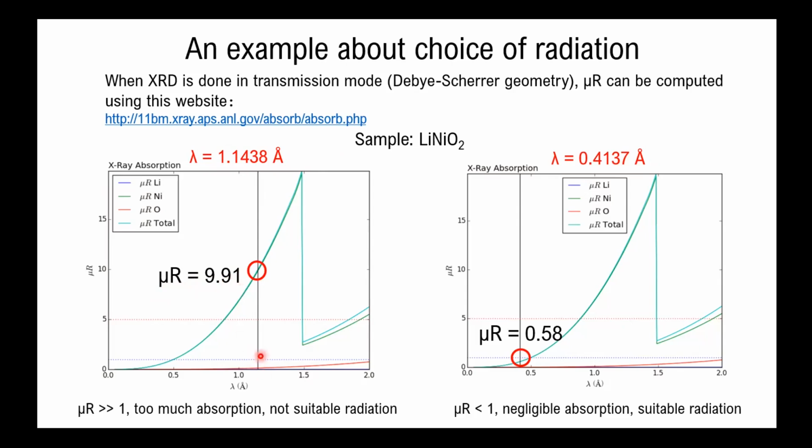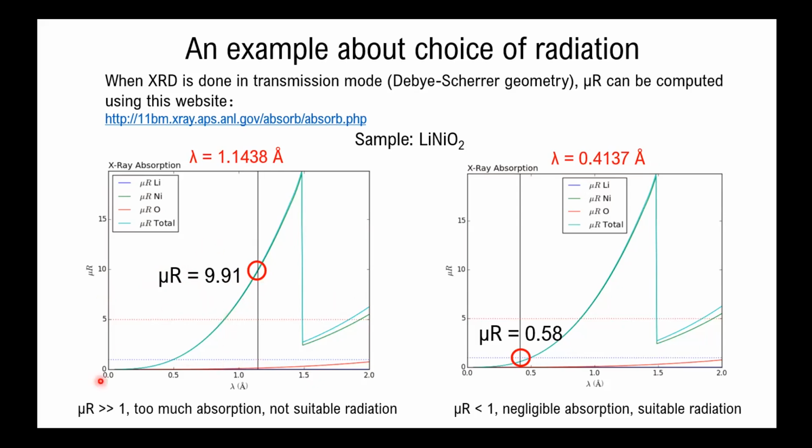We can see this muR is as large as 10, close to 10 at this wavelength. That means there's too much absorption from the sample. The absorption is so large that no software can really make a meaningful correction of the absorption coefficient. Software can make corrections and consider the absorption coefficient, but only as long as the absorption is negligible or within the extent that can be modeled mathematically. Once there's too much absorption and no way to describe it, there's no way to get the correct diffraction intensity.